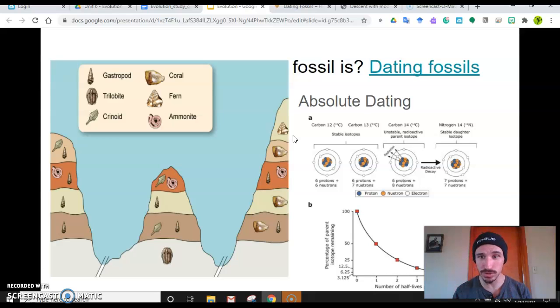We're not going to go too far into depth about this right now, but just know that basically the atom that is most often used for absolute dating is carbon. And that's oftentimes why you'll hear the term carbon dating, is because we look at the atom carbon and we can tell by how many neutrons are present within the nucleus of that atom, the age of that atom.